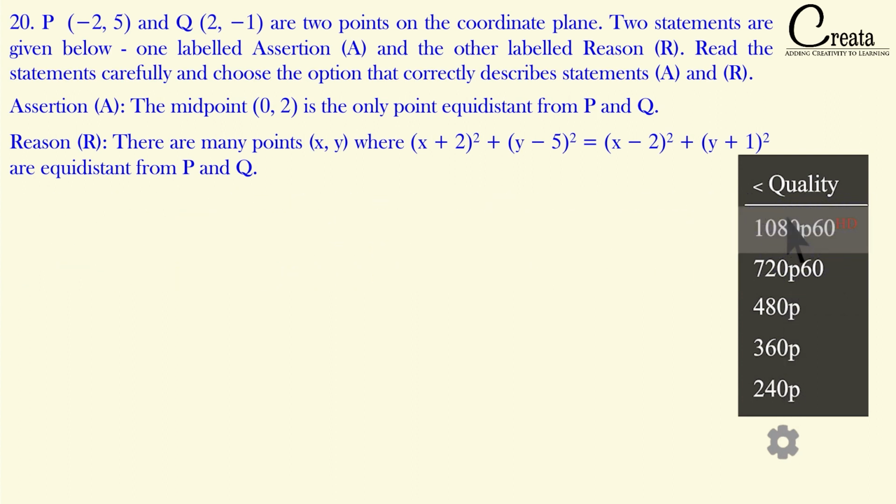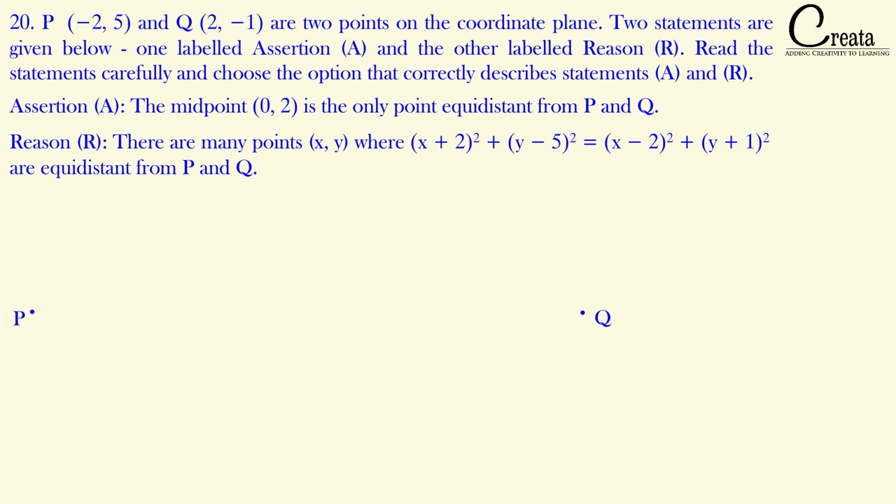In this question, 2 points are given, point P and point Q. Point P is (-2, 5) and point Q is (2, -1). In the assertion, it is given the midpoint (0, 2) is the only point equidistant from the points P and Q. So let's find the midpoint.